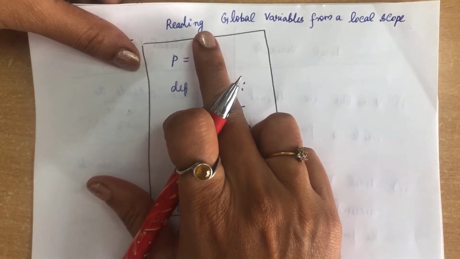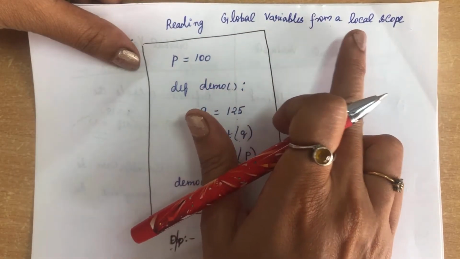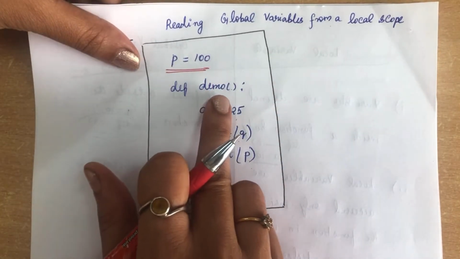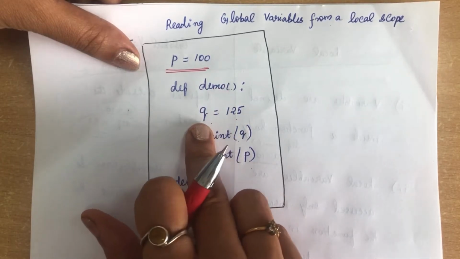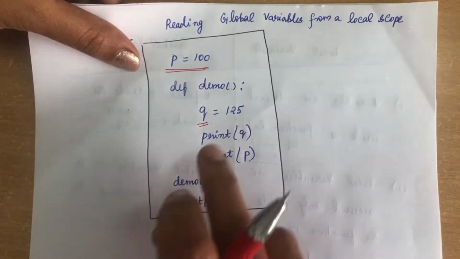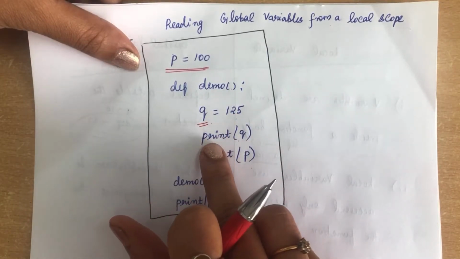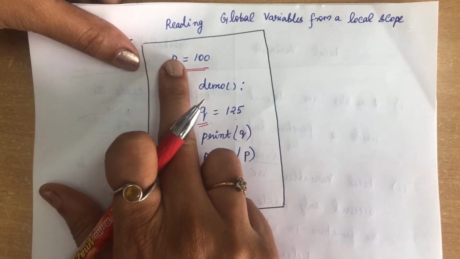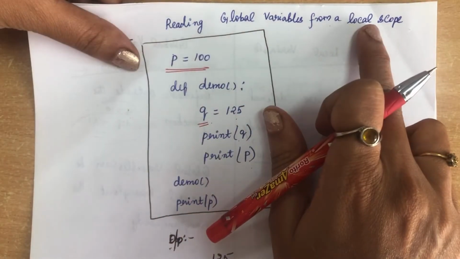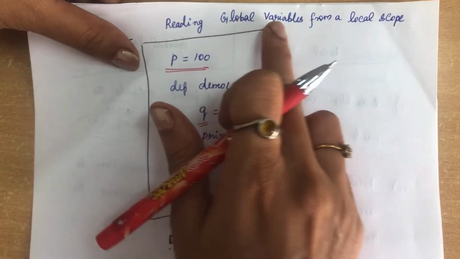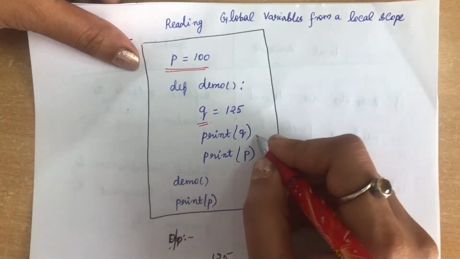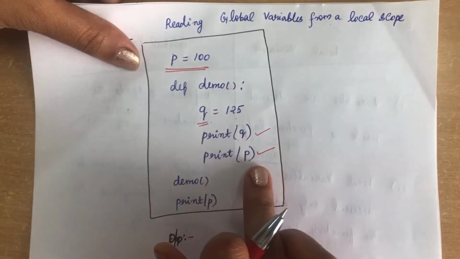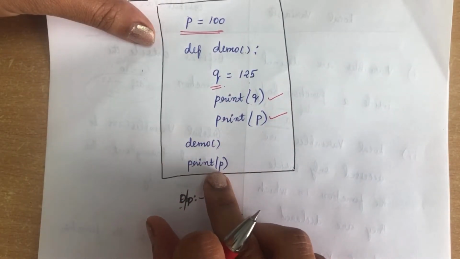In this example, we are going to read the global variable inside the local scope. So here this is a global variable, p is 100, and we are having a function demo. Inside the function I'm defining a variable called q, and this is a local variable in which I'm going to store 125, and I'm going to print q and print p. So I am able to access this global variable from the local scope. This is the heading of this example: reading global variable from a local scope. I am able to access both the local variable inside the function, and I'm also able to access this global variable. Then the demo function is called, and then I'm going to print p.